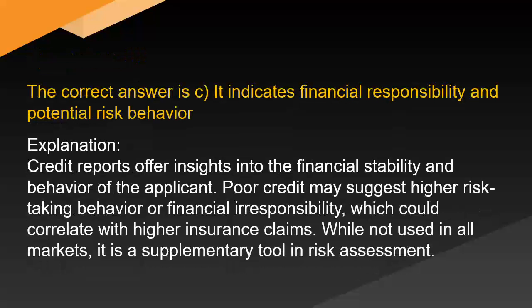The correct answer is C. It indicates financial responsibility and potential risk behavior. Explanation. Credit reports offer insights into the financial stability and behavior of the applicant. Poor credit may suggest higher risk-taking behavior or financial irresponsibility, which could correlate with higher insurance claims. While not used in all markets, it is a supplementary tool in risk assessment.